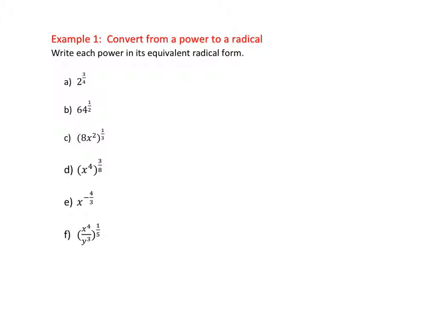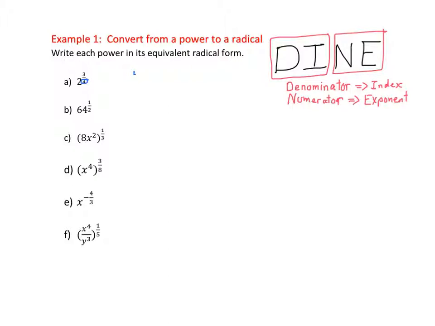Okay, so let's practice converting from powers to radicals, and then we'll practice going the other way from radicals to powers. If we look at part A here, we have 2 to the power of 3 over 4. So we first look at our denominator of the exponent. It's a 4, so we're going to have the fourth root of whatever the base of the exponent was to the power of the numerator, so 2 to the power of 3. And that's your answer. We don't need to simplify, we're just converting forms.